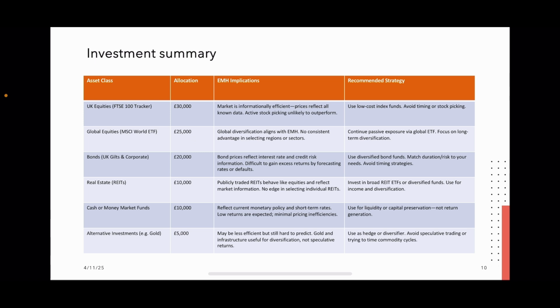Alternative investments such as gold may be less efficient but are still hard to predict. Gold and infrastructure are useful for diversification but not speculative returns. Therefore, use as a hedge or diversifier and avoid speculative trading or trying to time commodity cycles.